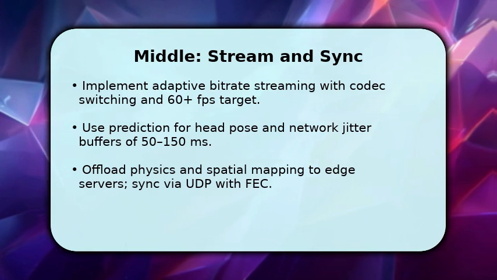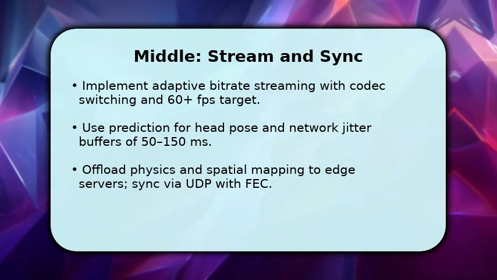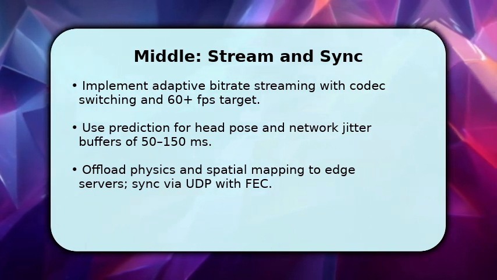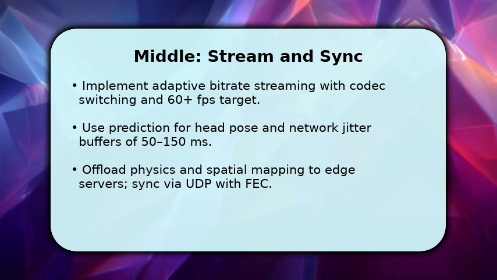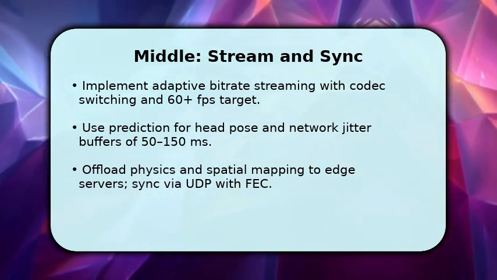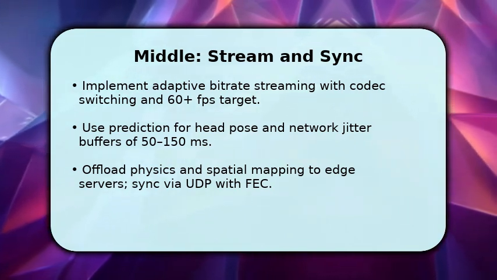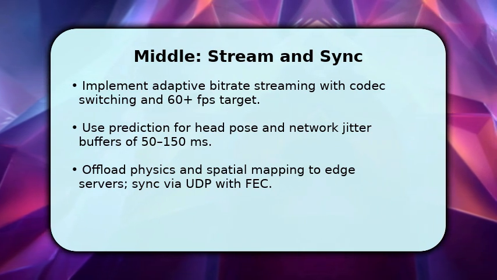This keeps motion smooth. Use head pose prediction and small jitter buffers between 50 and 150 milliseconds so frames arrive in time. Offload heavy tasks like physics, occlusion, and scene reconstruction to the edge server, and use UDP with forward error correction to tolerate packet loss.